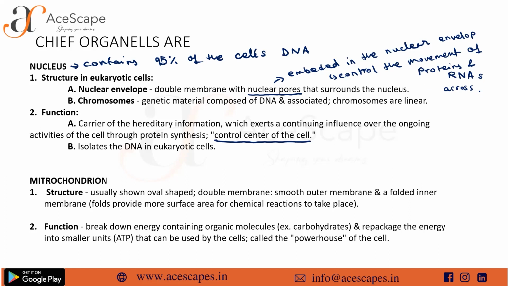And second comes mitochondria. We all know the mitochondrion is called the powerhouse of the cell. Why is it called that? First, let's see the structure. Usually it is an oval-shaped double membrane. It has a smooth outer membrane and a folded inner membrane. The folds of the inner membrane provide more surface area, and surface area is needed for chemical reactions to take place. The more folding, the more surface area and the more sites for chemical reactions.